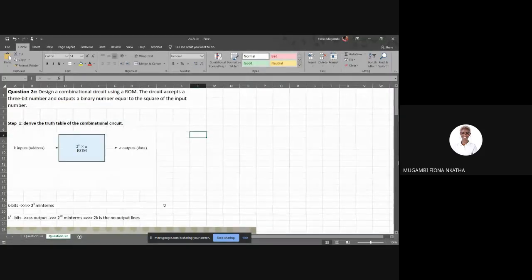Design a combinational circuit using a ROM. The circuit accepts a 3-bit number and outputs a binary number equal to the square of the input number. You can see that, yes?